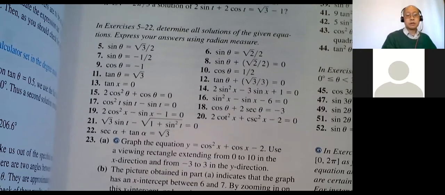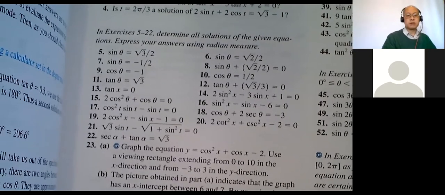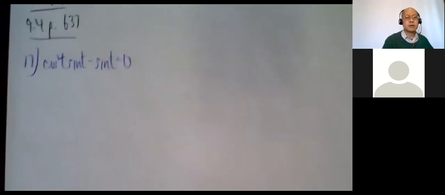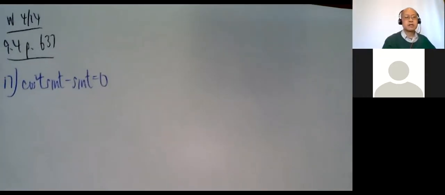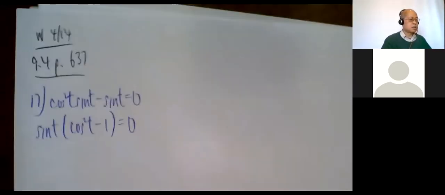So let's see when we factor. Okay, so how about I'll do 17 for you? Cosine squared t sine t minus sine t equals 0. Okay, so how do I do that? Okay, so 9.4, page 637. Cosine squared t sine t minus sine t equals 0. All right, determine all solutions of the given equation. Okay, so I see a common factor of sine t, so let me factor out sine t. Then I have cosine squared t minus 1 equals 0.